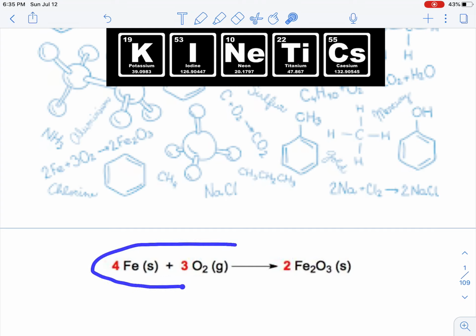Unfortunately, the range of information that this balanced chemical equation conveys to the reader is very limited. And so it does not describe the entirety of what goes on in a chemical reaction. For example, it doesn't tell you whether or not the reaction is spontaneous or non-spontaneous.